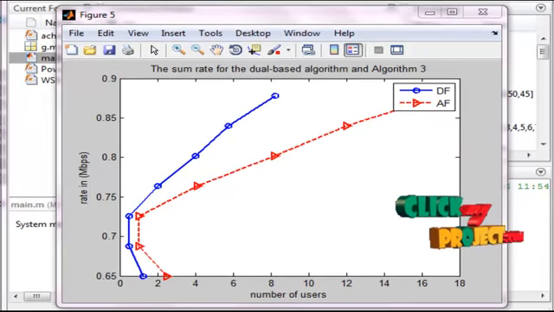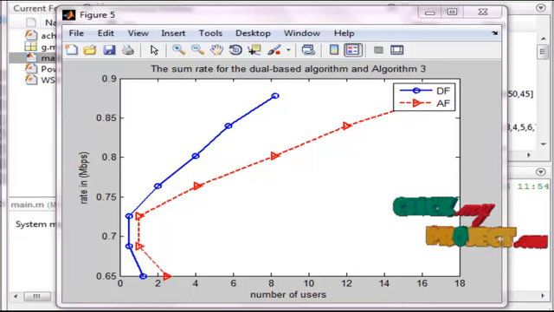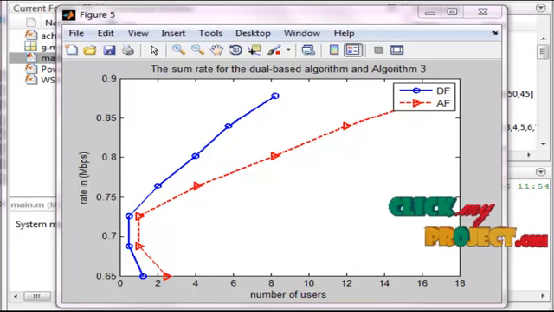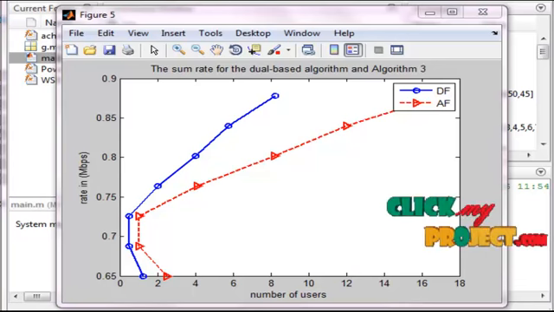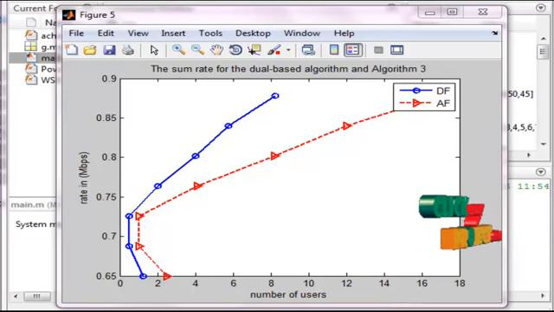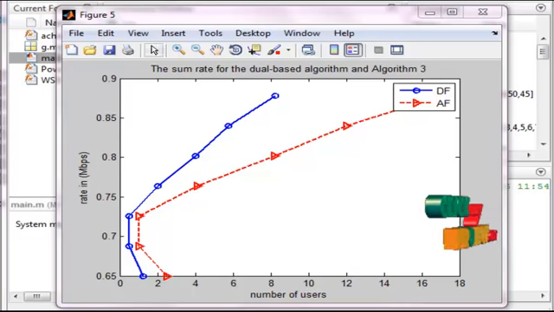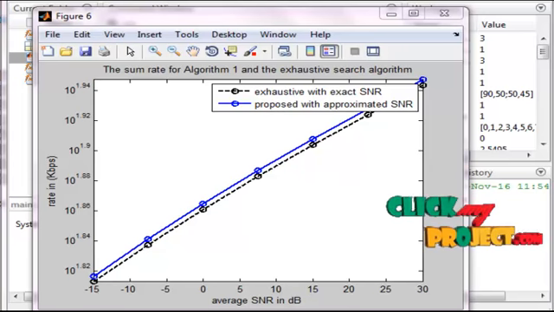In this figure, it is the same setup, but the algorithm used is the third algorithm, the dual-based algorithm, for both amplify and forward and decode and forward. The number of users is shown, and the rate is in Mbps, megabits per second. Here the amplify and forward method is the red line, and the blue line is the decode and forward. This procedure uses the dual-based algorithm, and the figure is denoted as algorithm 3.